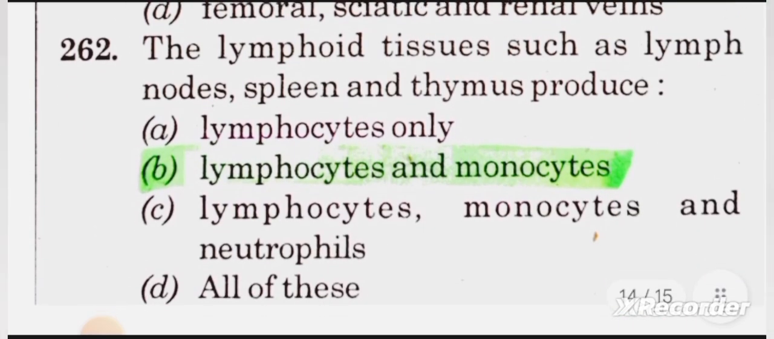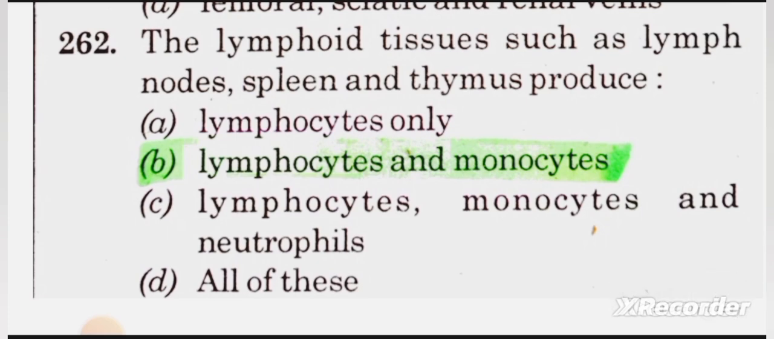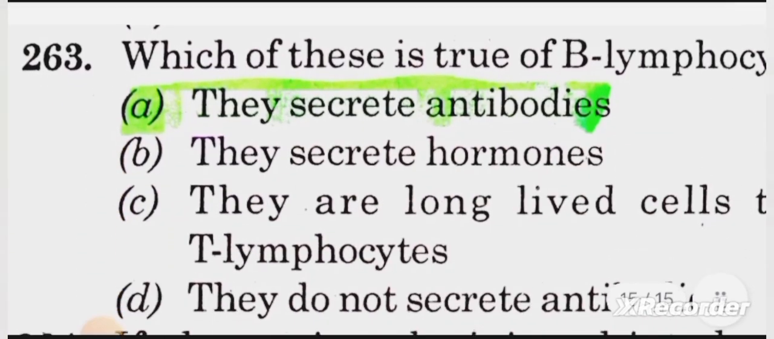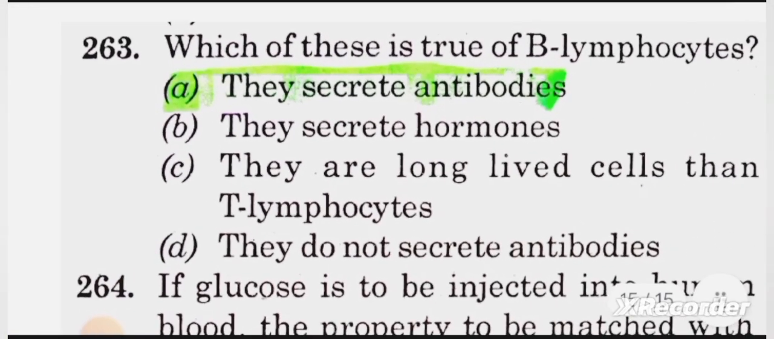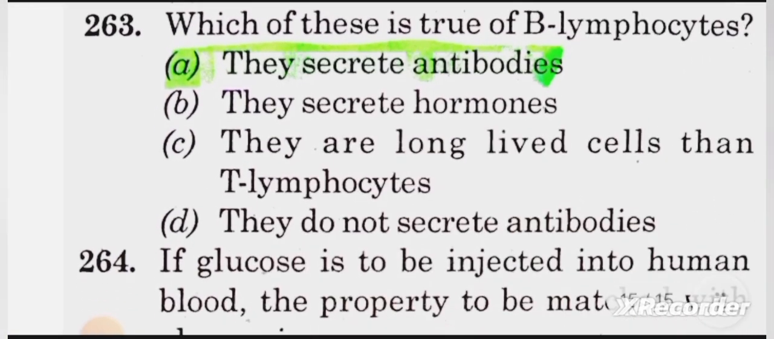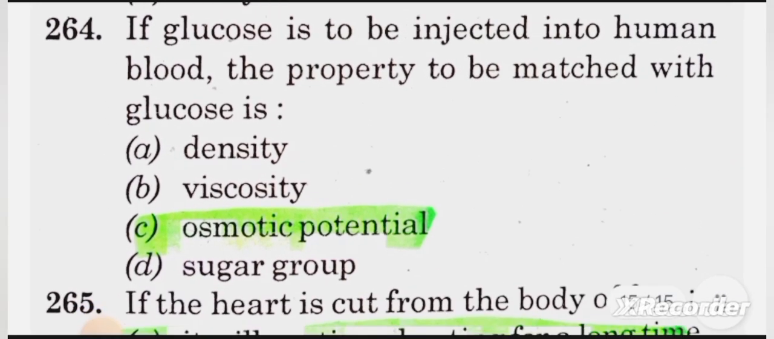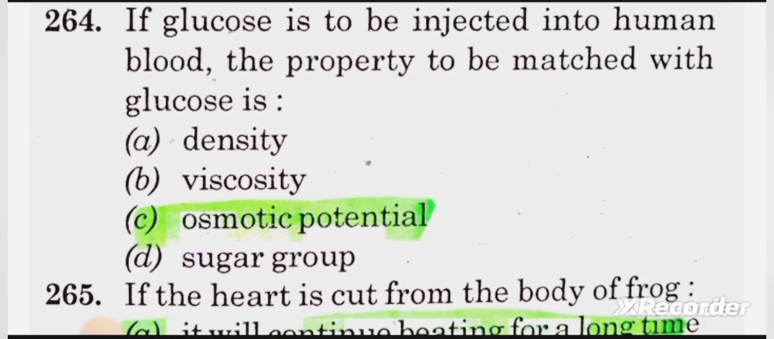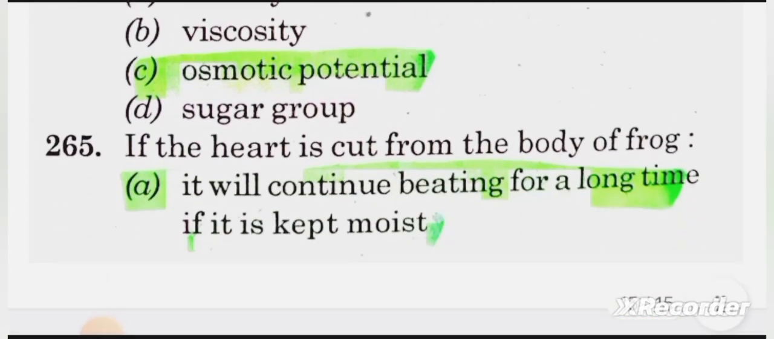veins. Next, 262. The lymphoid tissues such as lymph nodes, spleen and thymus produce answer B, lymphocytes and monocytes. 263. Which of this is true? Answer A, they secrete antibodies. Next, 264. If glucose is to be injected into human blood, the property to be matched with glucose is answer C, osmotic potential. Next, 265.